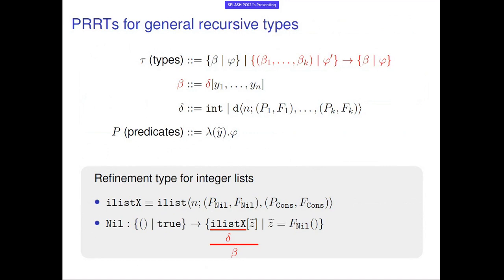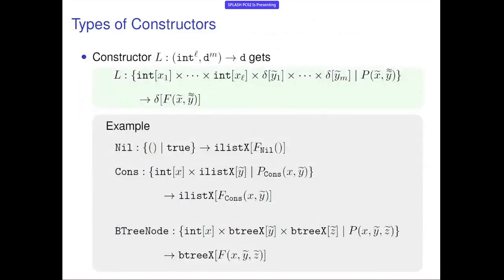Okay, this is the types of constructors, and the definition is a little complicated, but if you compare this with the 3 instances, you can see that it generalizes the refinement type constructors. In this case, nil and const are what I have explained before, and B-tree node stands for the binary tree node. So this refinement type is not only for lists, but also for more general data structures.